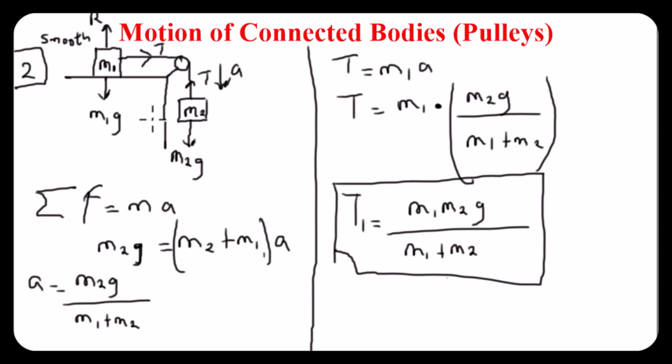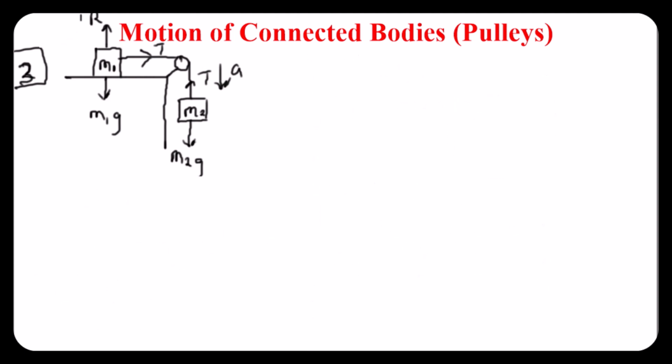In the third example, we'll be looking at what happens if this table is now rough. This time around, we picked smooth. In the next example, we want to look at it when the table is rough. For our third example, we're told that blocks of mass M1 and M2 are connected by a light inextensible string over a massless pulley, and block M1 is placed on a rough surface.